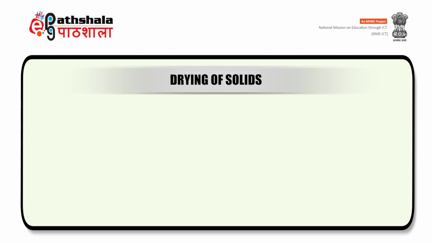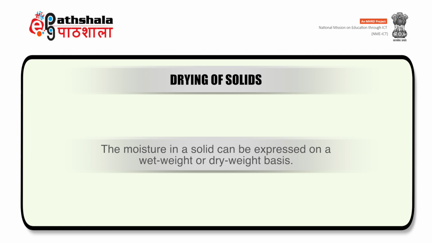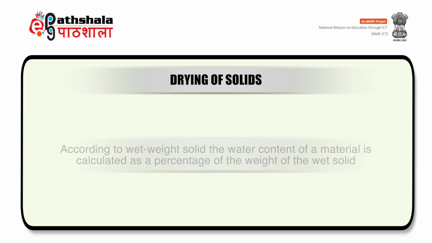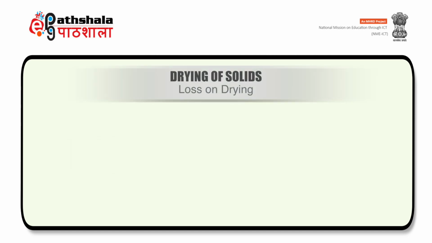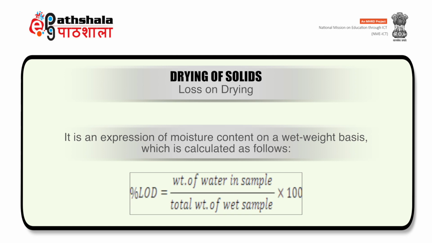Drying of solids. The moisture in a solid can be expressed on a wet weight or dry weight basis. According to the wet weight basis, the water content of a material is calculated as a percentage of the weight of the wet solid, and on the dry weight basis, the water is expressed as a percentage of the weight of the dry solid. Now, loss on drying. It is the expression of moisture content on a wet weight basis, which is calculated as follows. Percent loss on drying is equal to weight of water in sample divided by total weight of wet sample times 100%.